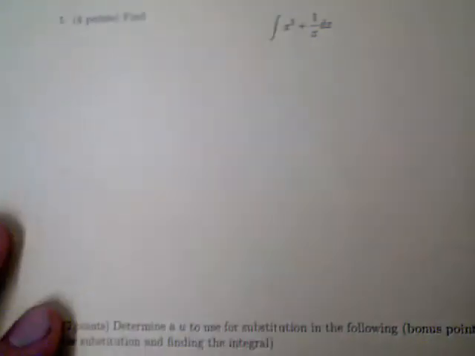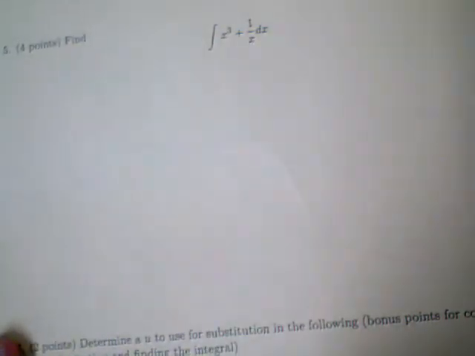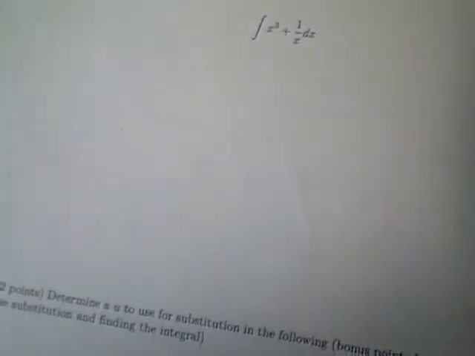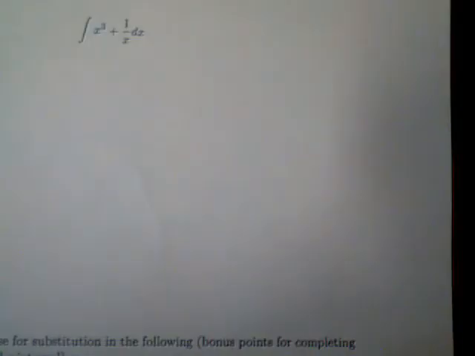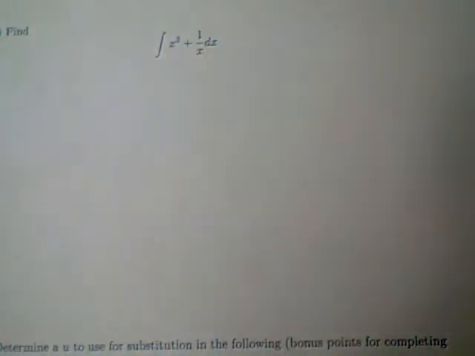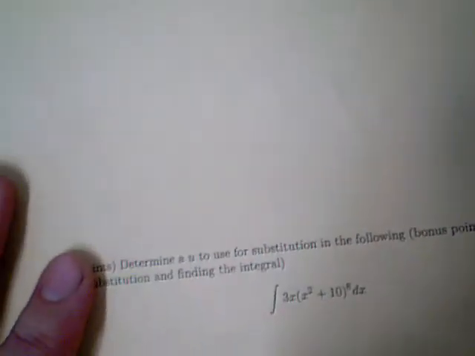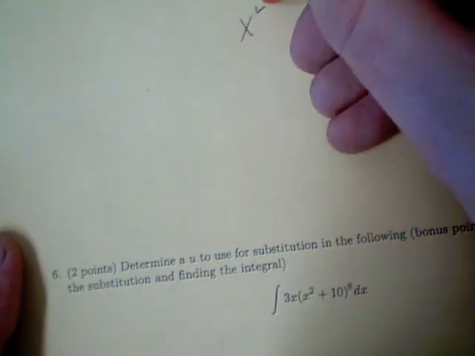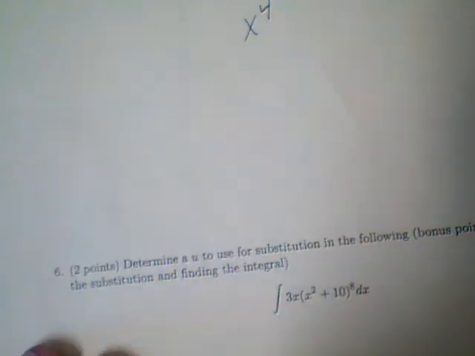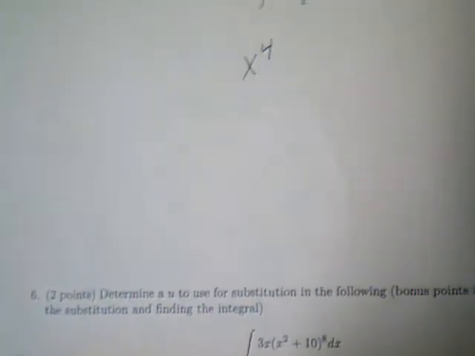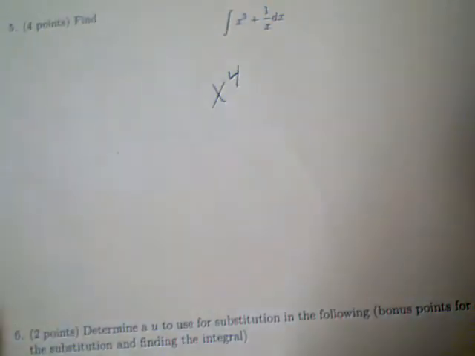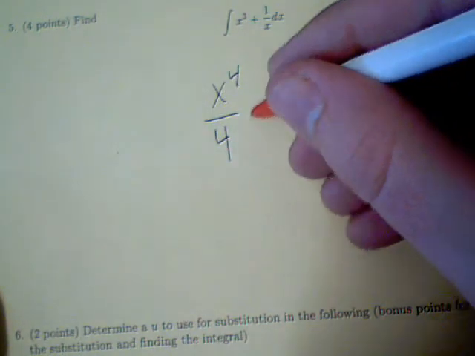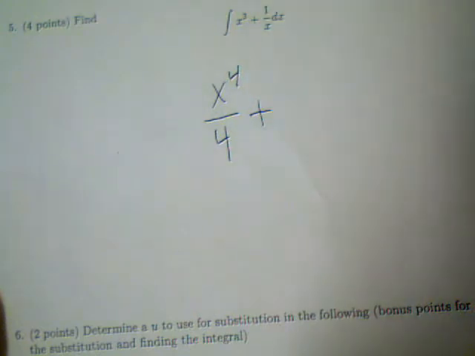So take this integral. Integral of x cubed plus 1 over x dx. Okay. Well, for this first one, we just apply the power rule. That gives us x raised to the power plus 1, x to the 4th, divided by your new power. And there's a plus in between, so I do these separately.